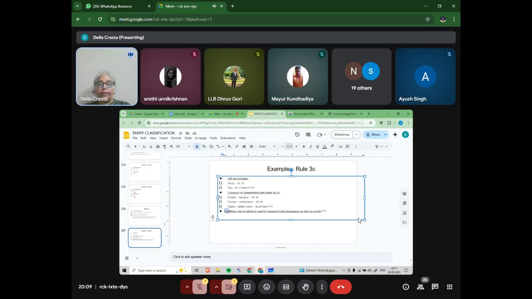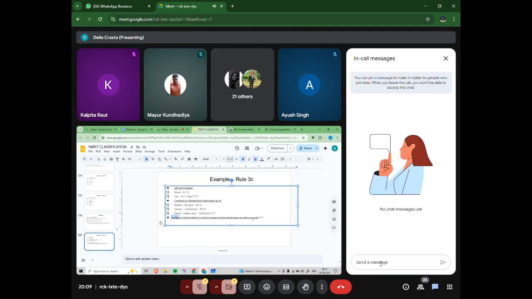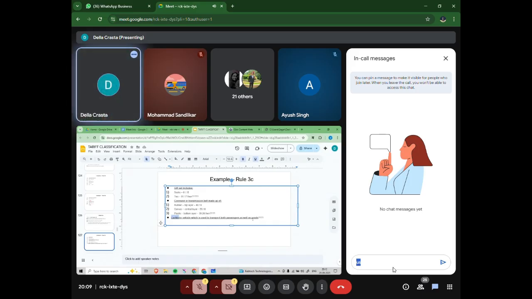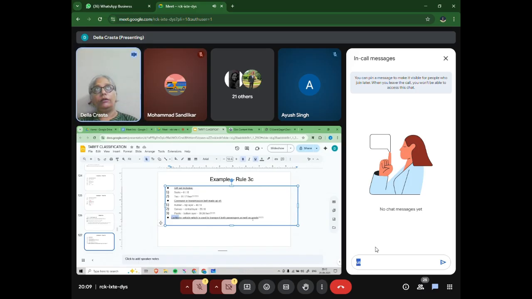Okay, and one more example is given here: car and motor vehicle which is used to transport both passengers as well as goods. Which vehicles are those that transport both passengers and goods? Omni, bus, Eco, train. Goods means you are talking about luggage. But if you say a goods transport, like a truck type, at the same time even passengers can travel in it.